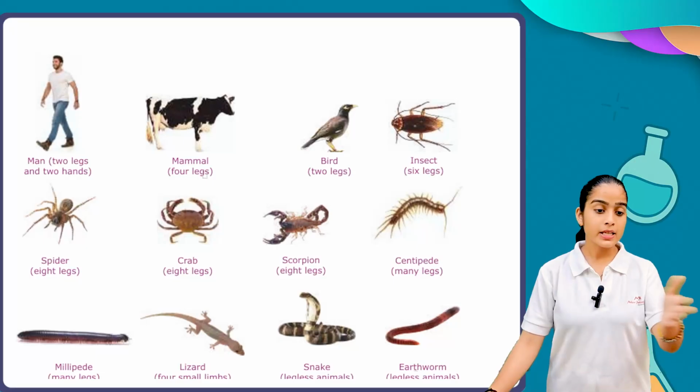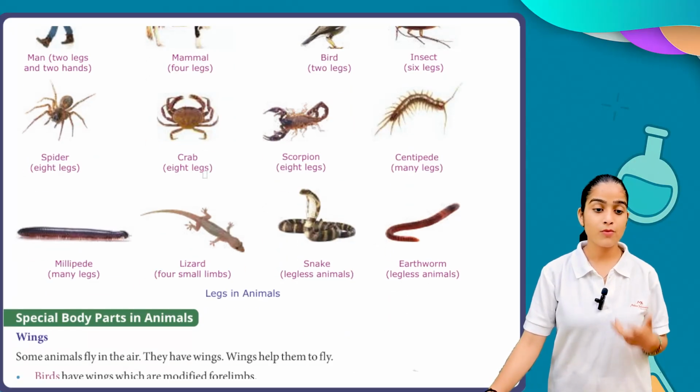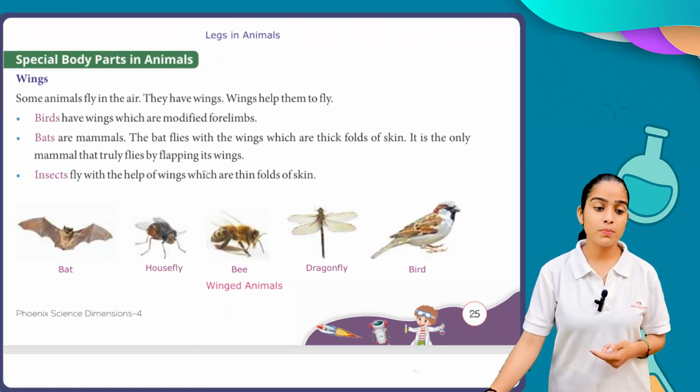Okay. And these are the pictures we have. Men: 2 legs and 2 hands. Mammals have 4 legs. Birds have 2. Insects have 6. Okay. Now, special body parts in animals.